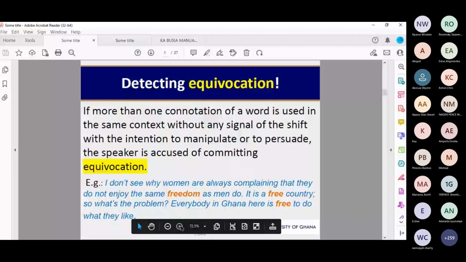He says he does not see why women are always complaining that they do not enjoy the same freedom as men do. Why should he have a problem? I think the person who spoke is a he, so let me address the he. Why should anybody have a problem with that? Do women enjoy the same freedoms as men? No. In all cases, no. It's not true. They don't. In fact, it's the same for men too. Men also don't always enjoy all freedoms as women do.